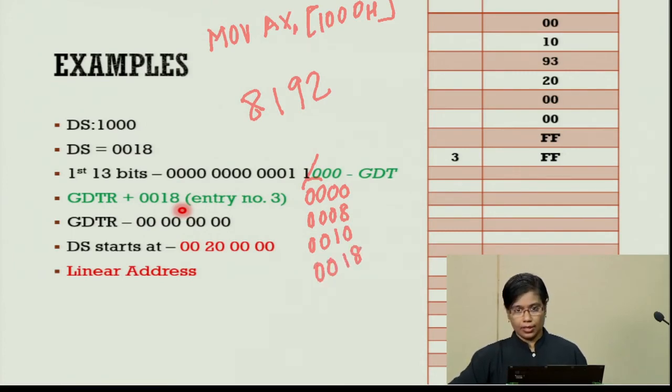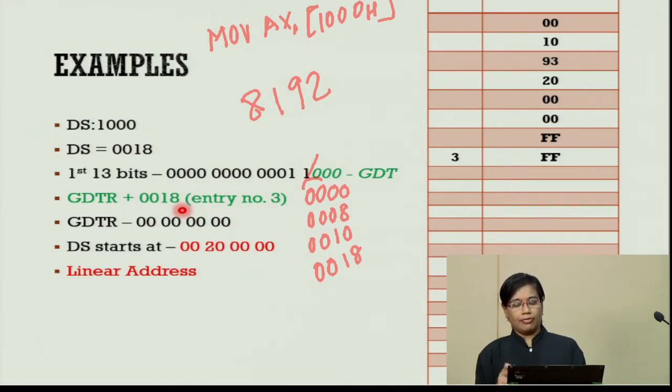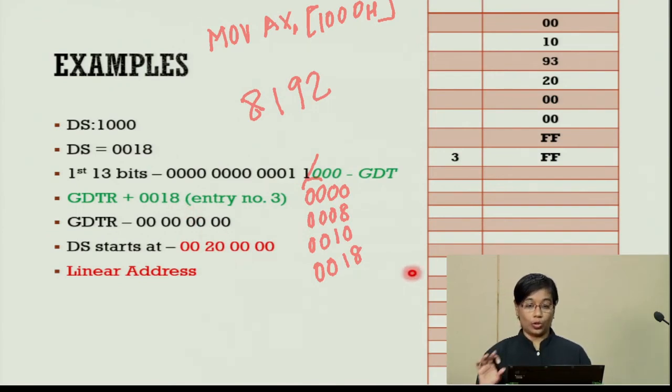That is because every descriptor is 8 bytes. So the 0th descriptor will be present from location 0 to location 7. The first descriptor will be present from 8 to location F. The next descriptor will be present from 10 to 17. The third descriptor would be present from 18 to 1F because you need totally 8 bytes. So this gives you the address in which it is going to be present as well.